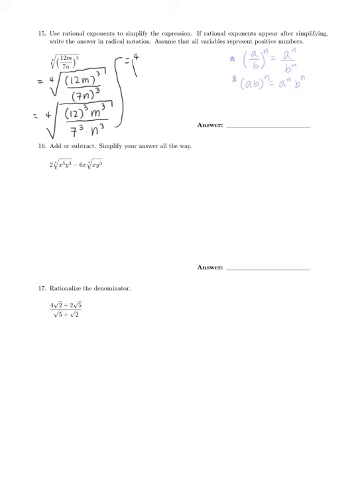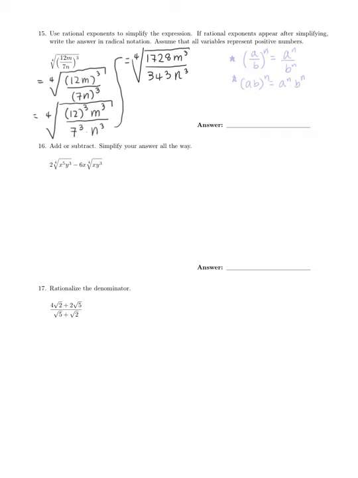Let's just leave the fourth root alone. And then we're going to have 12 cubed, which is 12 times 12 times 12. What the heck is that? I'm so tired right now. It's 1728, I think. 1728. And then we're going to have m cubed, whole thing over 7 to the third power. 7 times 7 times 7, that's 343. n cubed.